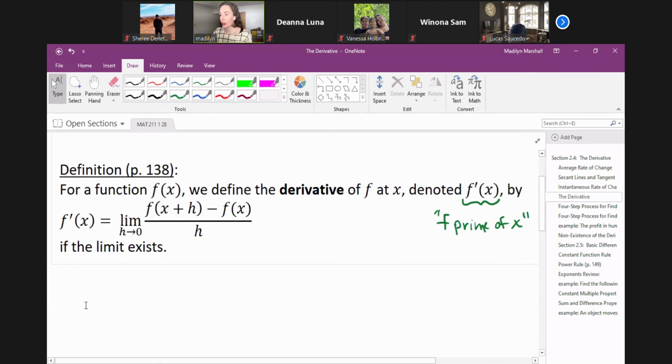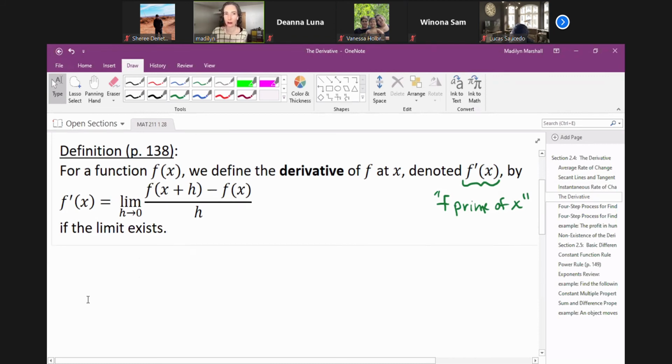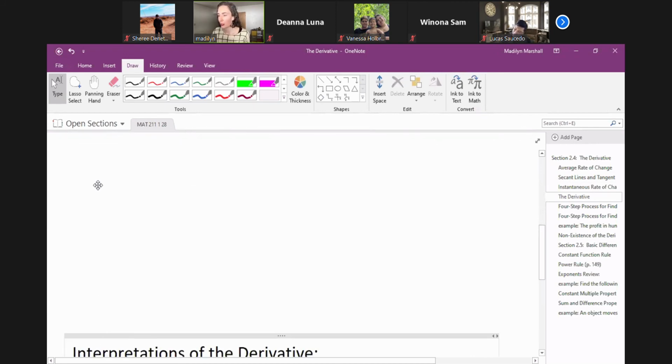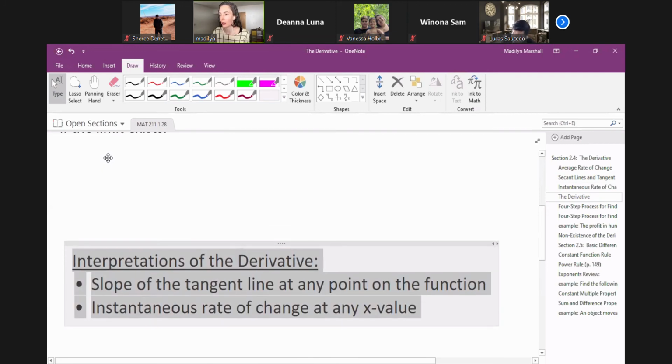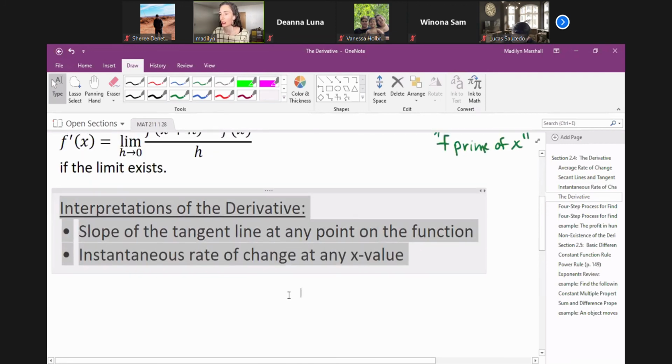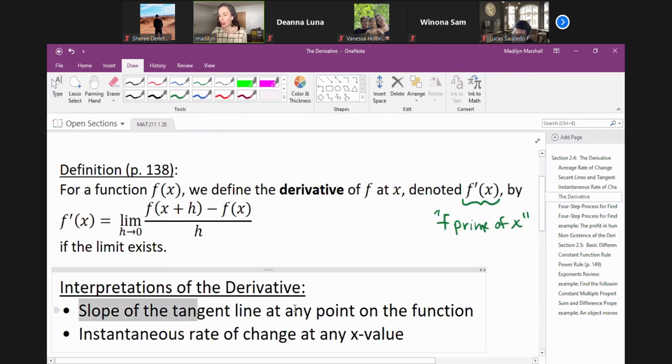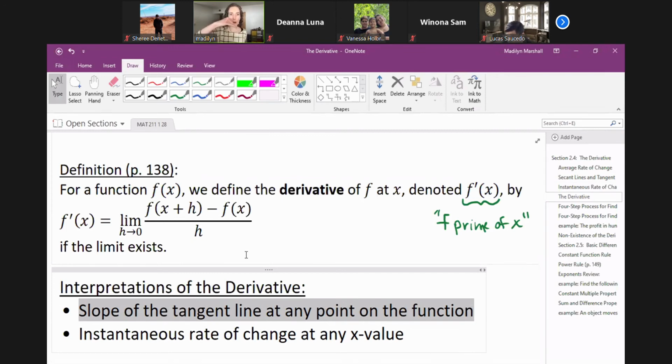So there's a few important things about the derivative, and as we do more work and more applications with derivatives, it'll be a little more clear what this actually is. But there's a couple different interpretations of derivative, and we've seen both of these already today. One way to think of it is the slope of the tangent line at any point on the function. So the derivative at some point on the function is the slope of the tangent at that point on the function.